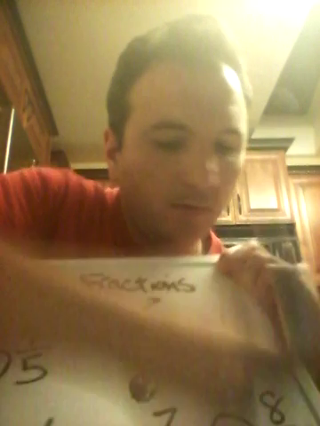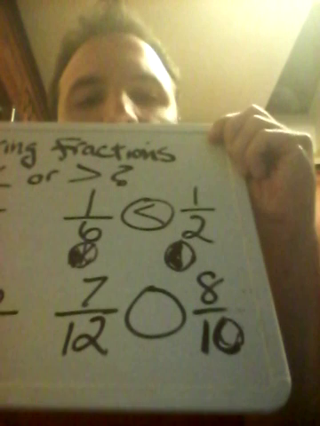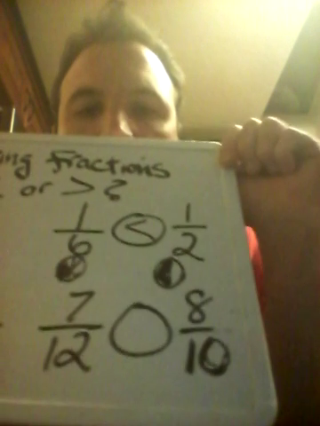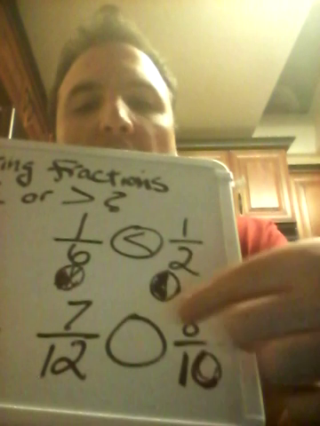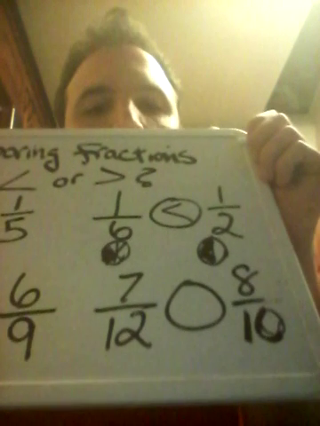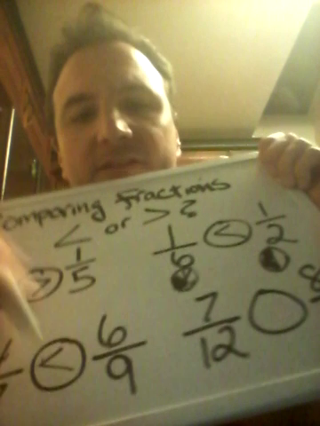Final example here. Oh, sorry about that. All right. 7/12 and 8/10. Well, we're dealing with double-digit denominators. The numerators are not the same. They're close, but they're not the same. So what's bigger now? Well, we'll go back to this step here.